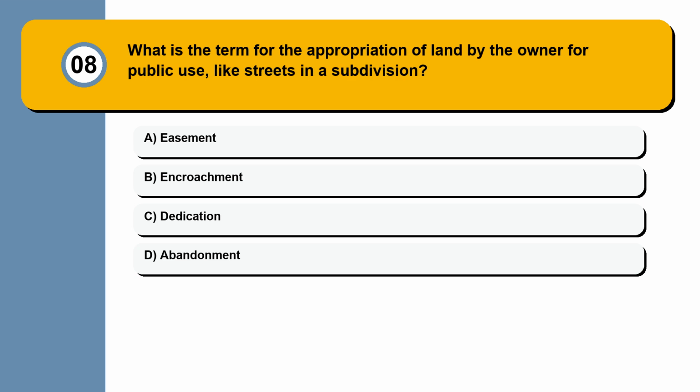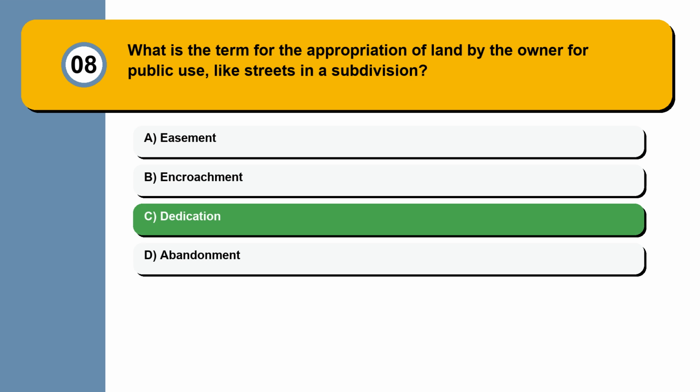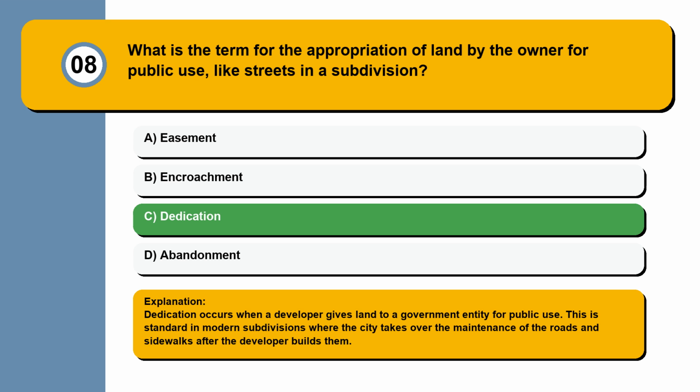Question 8. What is the term for the appropriation of land by the owner for public use, like streets in a subdivision? Easement, encroachment, dedication, abandonment. Dedication occurs when a developer gives land to a government entity for public use. This is standard in modern subdivisions where the city takes over the maintenance of the roads and sidewalks after the developer builds them.